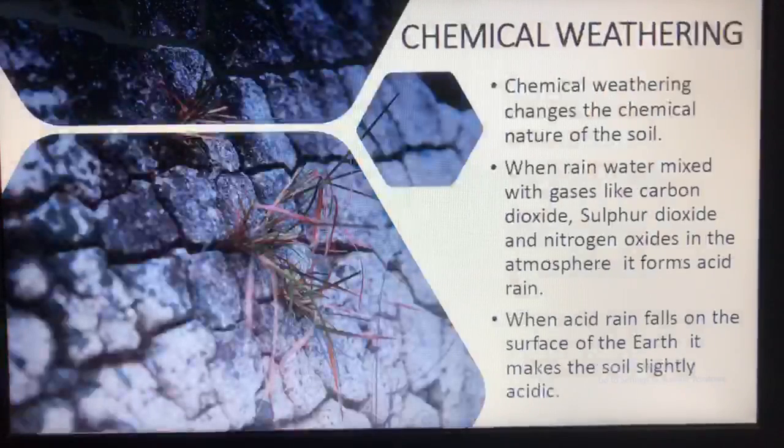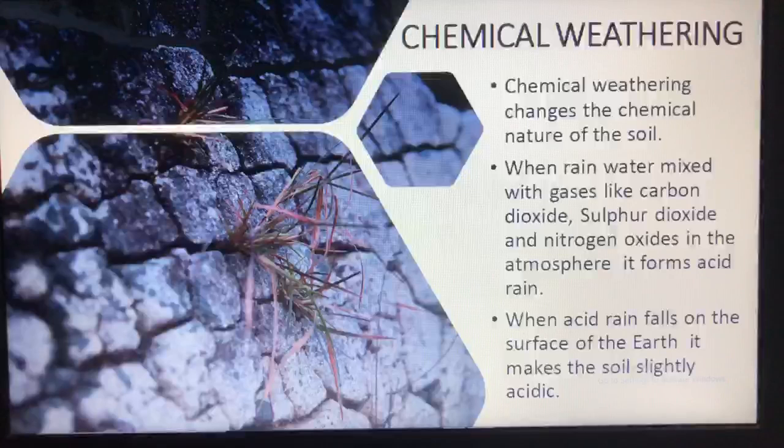Then chemical weathering means chemical weathering changes the chemical nature of the soil. So how does it change? When the rainwater mixes with the gases like carbon dioxide, sulfur dioxide, and nitrogen oxides in the atmosphere, it forms the acid rain. What is acid rain? The rain which is mixed with the gases like carbon dioxide, sulfur dioxide, reaches the earth. So that is called as the acid rain. When acid rain falls on the surface of the earth, it makes the soil slightly acidic.